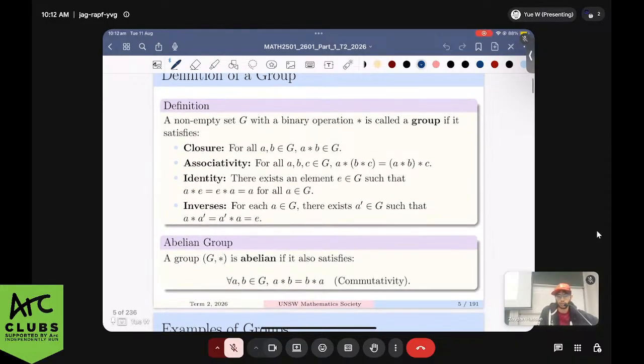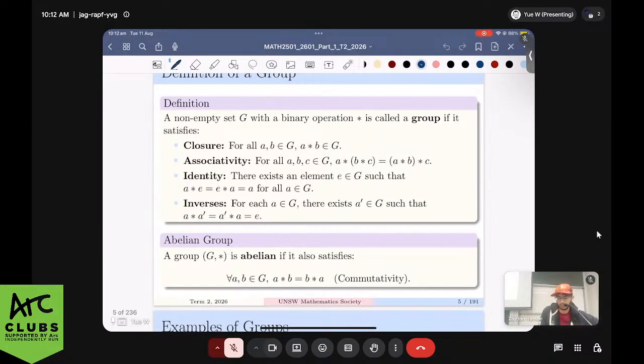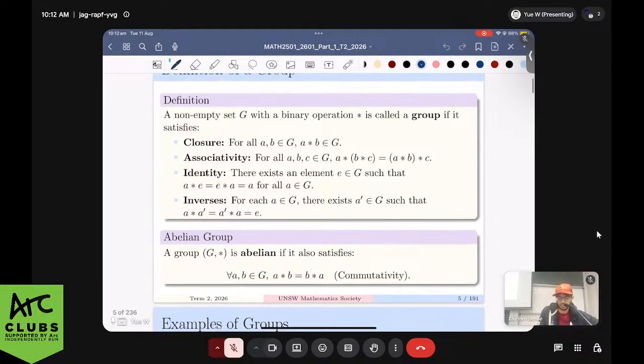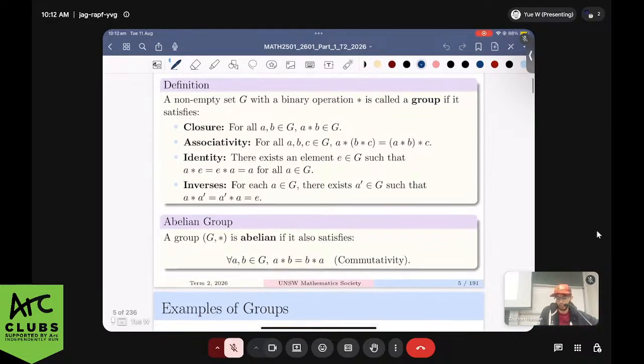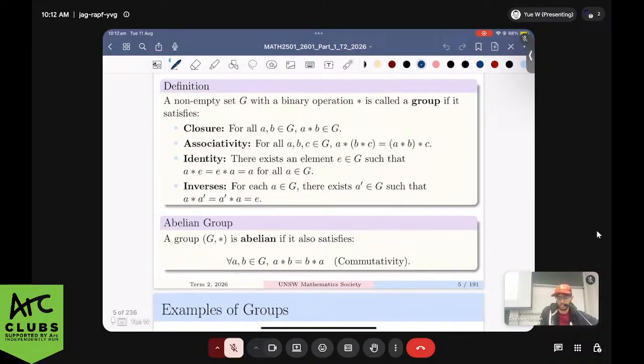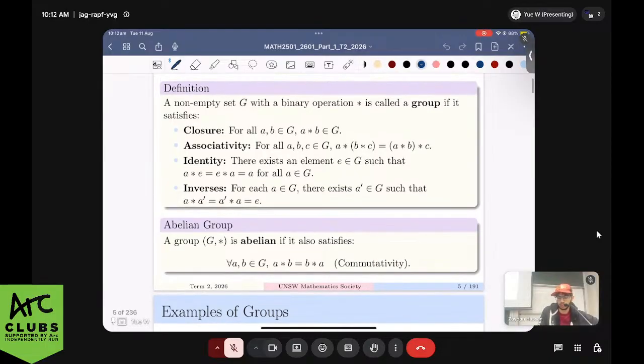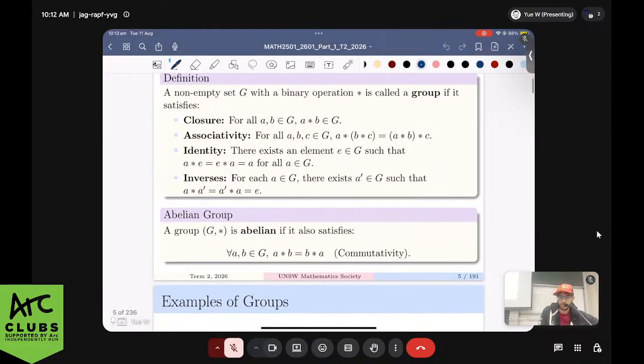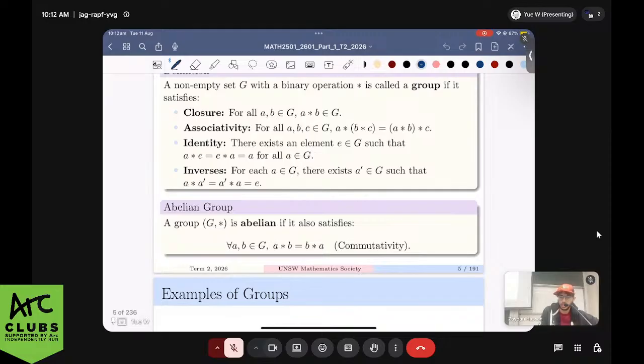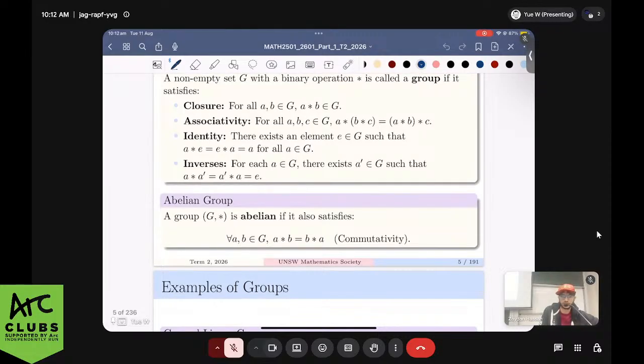First of all, closure. So a group is closed under the operation. A star B is going to be in G as well for any A and B in G. Then there's associativity. So the operation is associative. There's the identity element. So there's an element E. We usually use E for the identity such that A star E equals E star A equals A. So it has the effect of undoing or just not doing anything when you apply the operation to A. Inverses, so for each element there's an inverse, A prime, or you can write A inverse, such that when you apply A and A inverse, you just get the identity back.